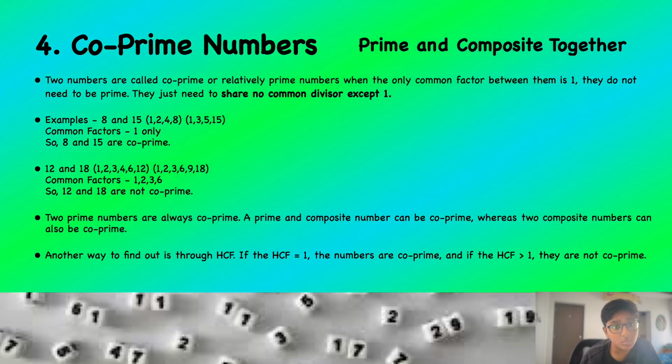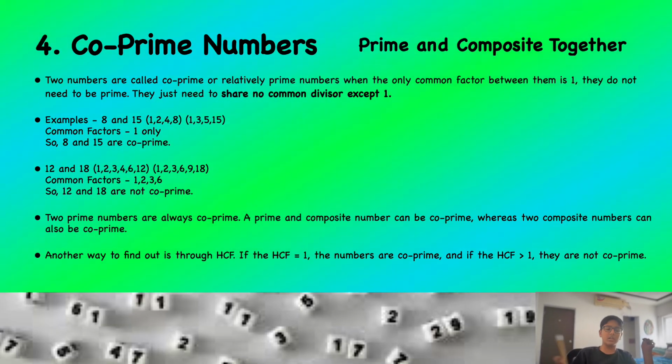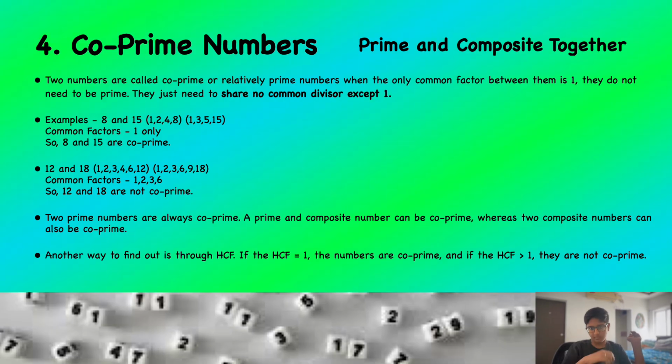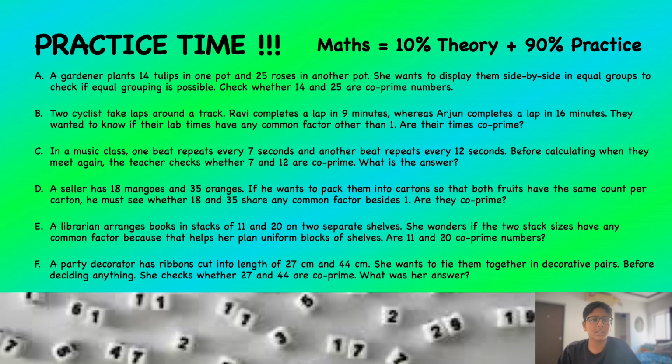But if there is 2, if there is 3, if there is 4 as a common factor, they are not co-prime. Two prime numbers are always co-prime, a prime and a composite number can be co-prime, and two composite numbers can also be co-prime. Another way to find out is through HCF. If the HCF is 1, the numbers are co-prime, and if the HCF is more than 1, like 2, 3 or 4 and so on, they are not co-prime. Now, let's practice what we have learned.